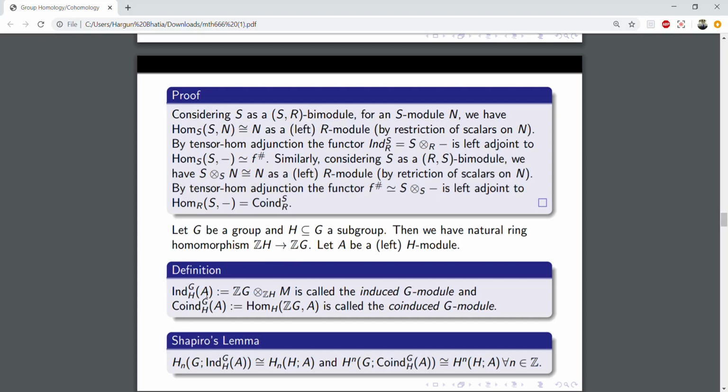One is the induced G module, whereby you take ZG tensored with A over ZH, and one is the co-induced G module, whereby you take a similar thing, Hom over ZH of ZG comma A.